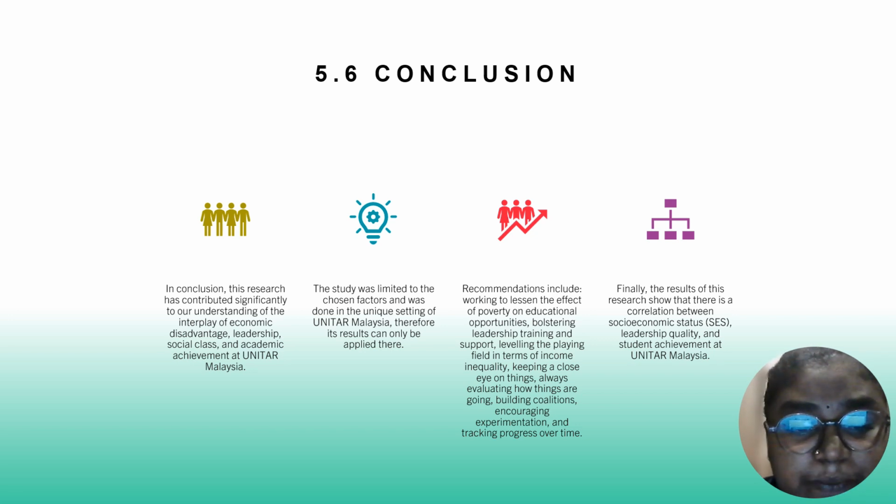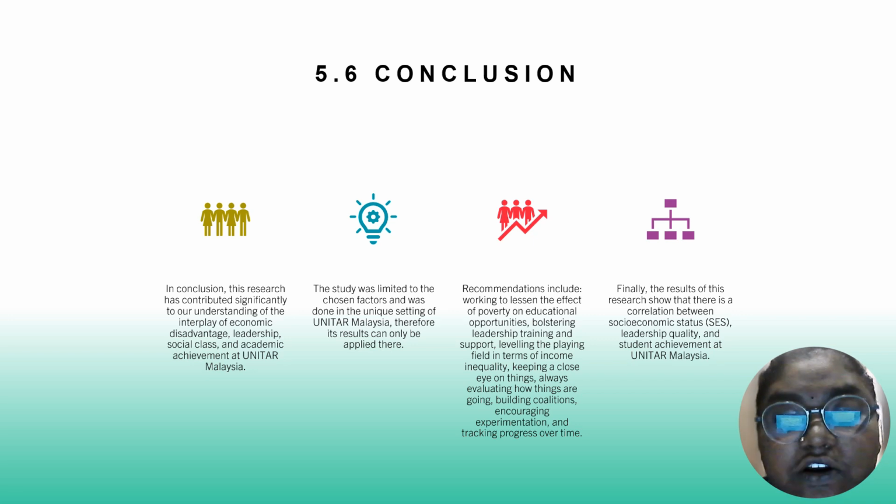The results show that poverty, leadership, and social status all had a beneficial connection with educational outcomes. This finding highlighted the need of addressing these elements to raise education standards and boost student achievement. However, the study's shortcomings must be considered. The study was limited to the chosen factors and was done in the unique setting of UNITAR Malaysia. Therefore, its results can only be applied there. To confirm and develop these findings, more study with a bigger and more representative population is needed.